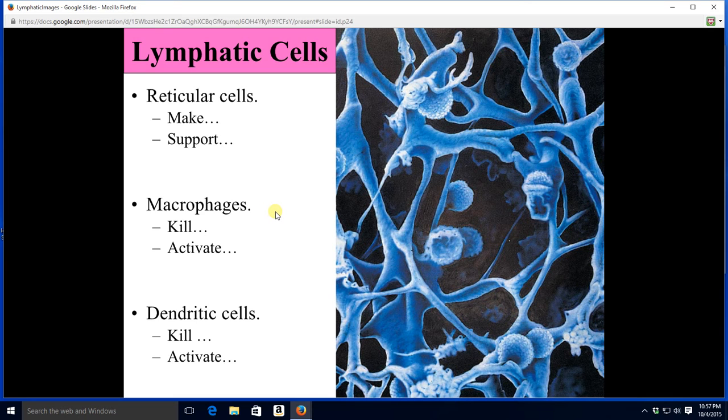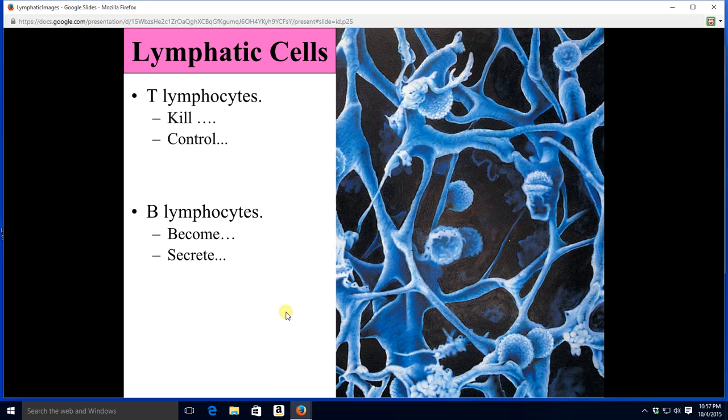Another kind of cell that does the same thing are the good old dendritic cells that you met in the integumentary system in AMP1. They're going to do the exact same thing as our macrophages. Slightly different origin for these guys, slightly different cell type, but same overall job. What else do we have as far as lymphatic cells?